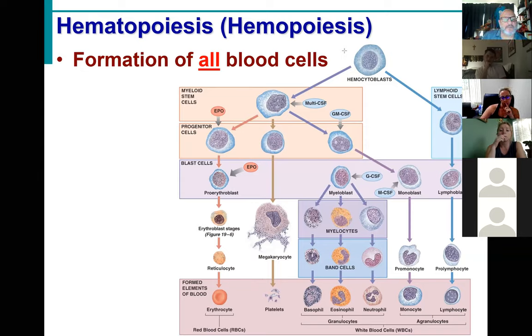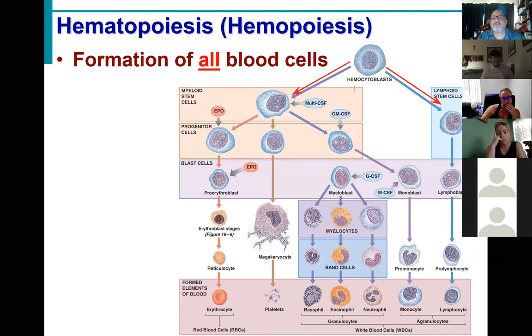I have a question. Yes. So what does it mean to be primary and secondary? It means primary produces those secondary, or they go separate? Yes. So what happens is this hemocytoblast, when it divides, the new cell becomes one of two things. It either becomes a lymphoid stem cell or it becomes a myeloid stem cell.